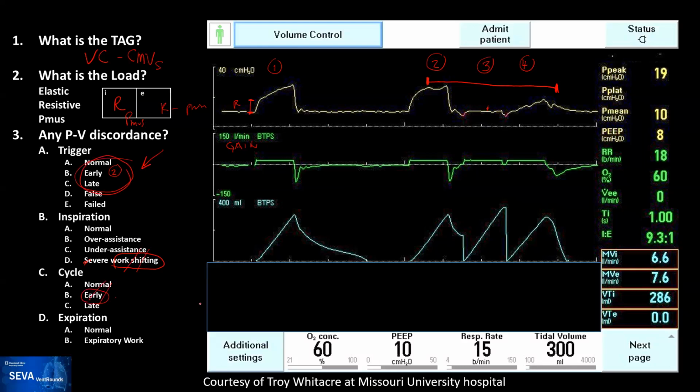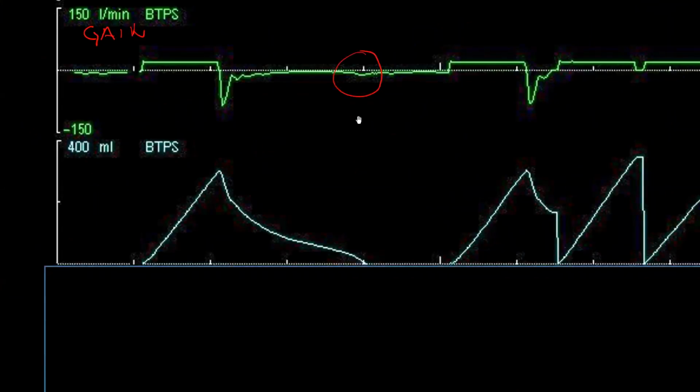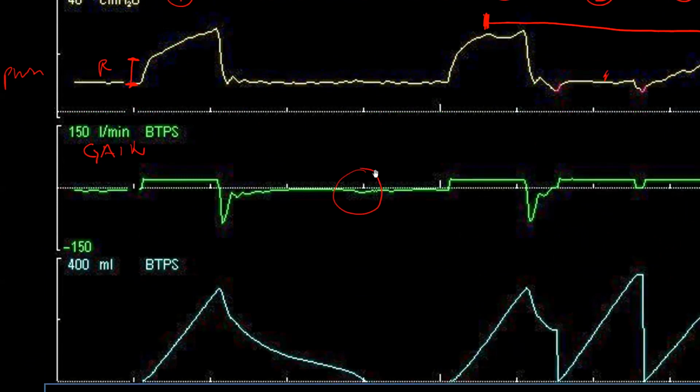Now, during expiration, there is this little thingy here that caught my attention, and I'm just going to make it big for Rob. And you can see actually how the flow was coming down slowly and in exponential decay, and then it kind of accelerated.